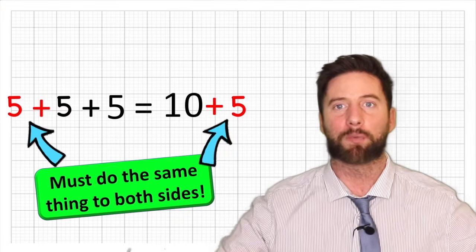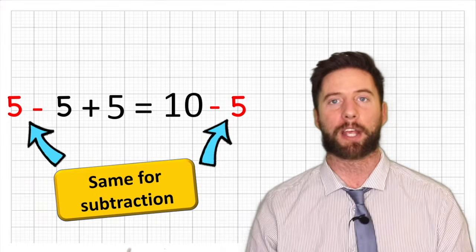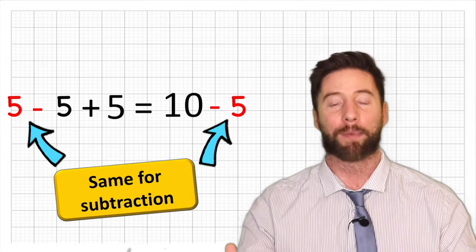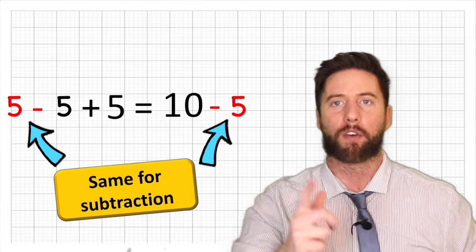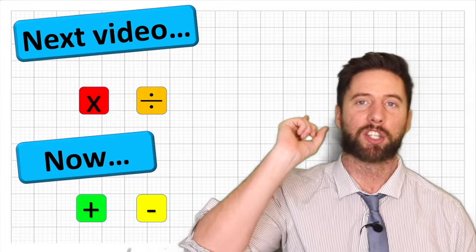And that's the same with subtraction. If we want to subtract something from one side of the equation, we need to make sure we subtract from one side and the other side, because if not, our equation is going to become imbalanced and we will get the wrong answer. Now that is the same for multiplication and division, but we're not quite there yet, so we're going to put that on pause. Okay, so like I said, today we are just going to be focusing on addition and subtraction.